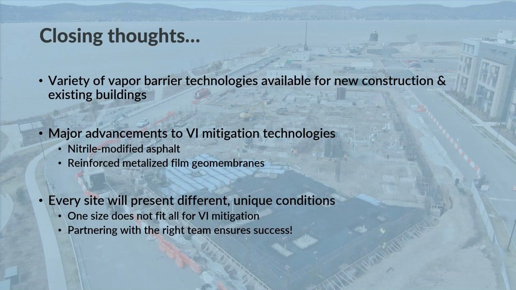So with that, the main takeaways I'd love to leave you all with today are that there's a variety of vapor barrier technologies available for new construction as well as existing buildings. And when you're evaluating different barrier technologies for your site, just keep in mind chemical resistance properties, constructability or ease of application, as well as the QA/QC measures that can be conducted on those particular systems. The modified asphalt and metallized film geomembranes are major advancements that have been brought to the VI mitigation industry.